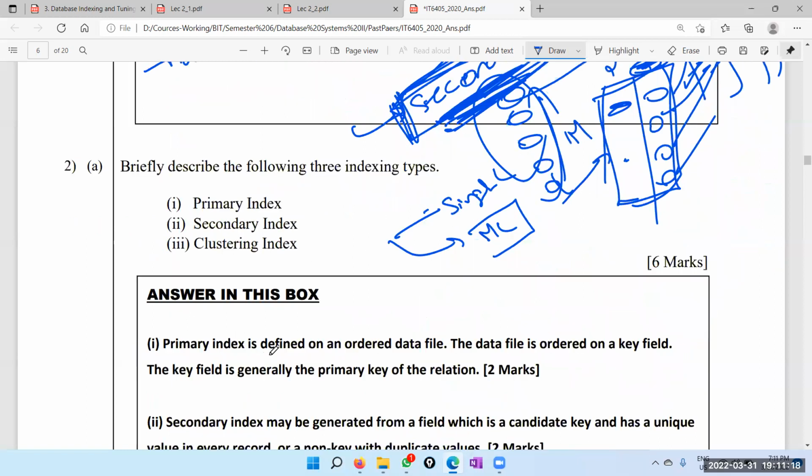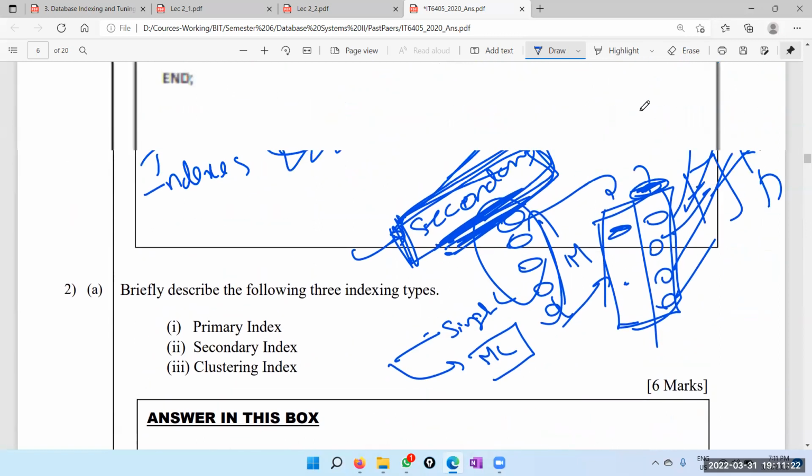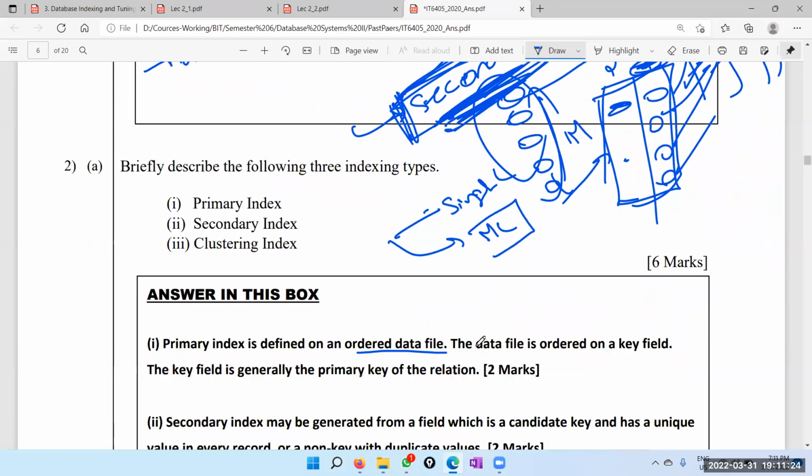Primary index is defined on the ordered data file. Obviously, it is an ordered data file. The data file is ordered on the key field. So we have to say that yes, it is based on the ordered data file, and if it is ordered by the key field, we call it primary index. The key is generally the primary key of the relation, obviously.